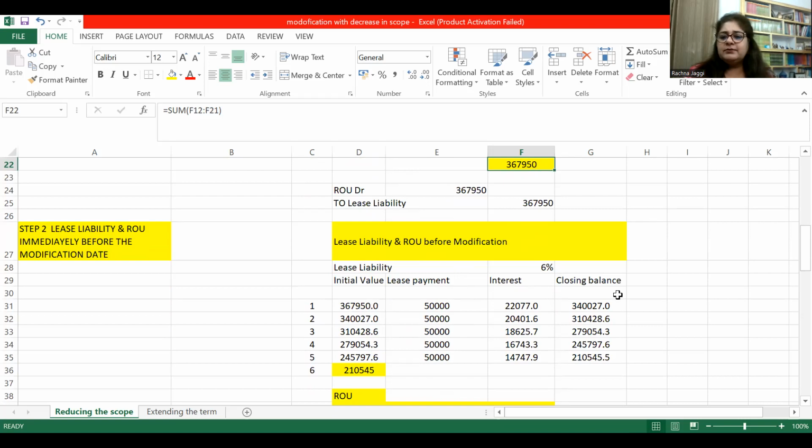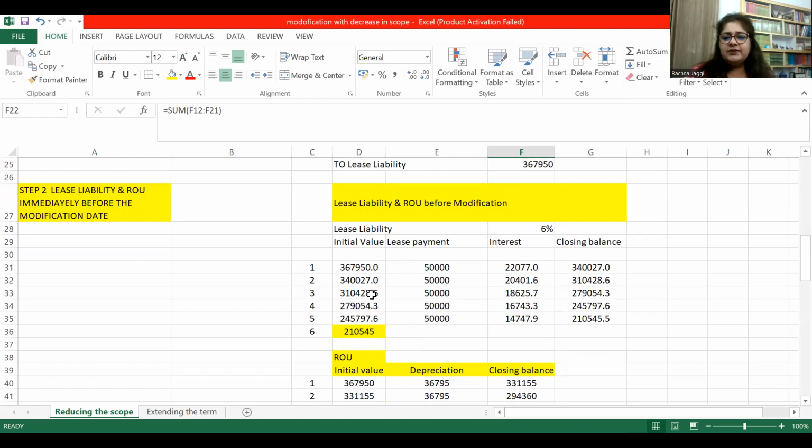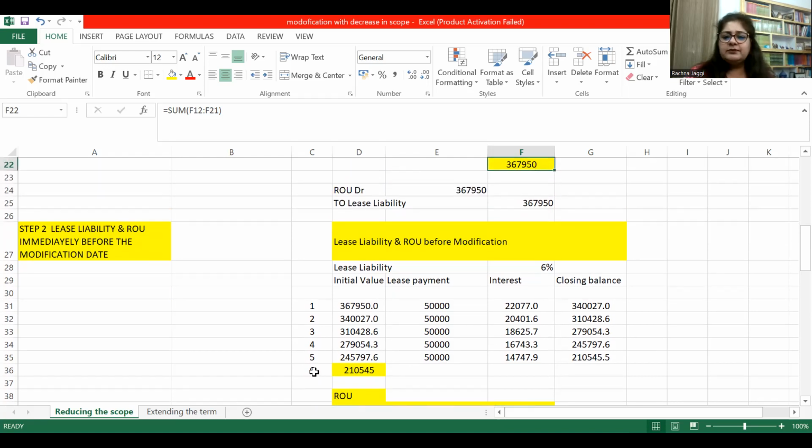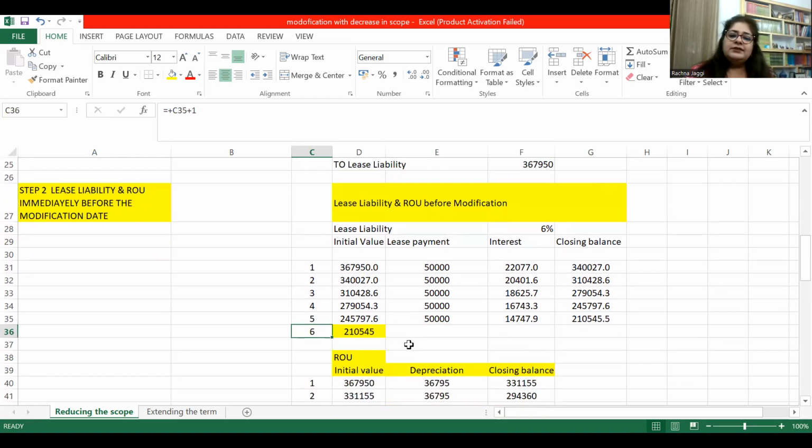And so my closing balance will come to like 3,67,950. That is the opening liability plus interest minus the lease payment, which gives me the closing balance, right? So this way I have calculated my closing balances. On these calculations, I come to know that in the beginning of year 6, my lease liability after all these payments stands at 2,10,545, right?